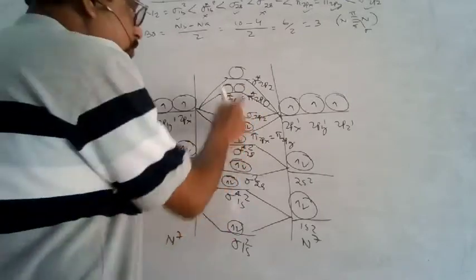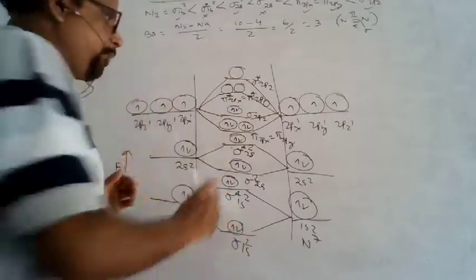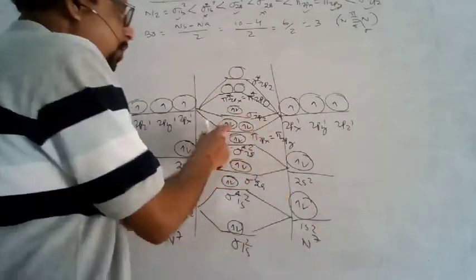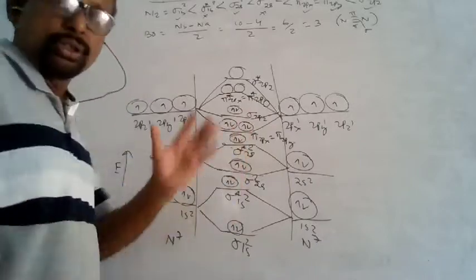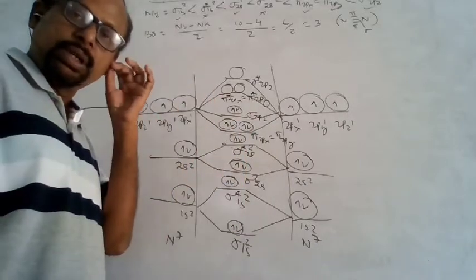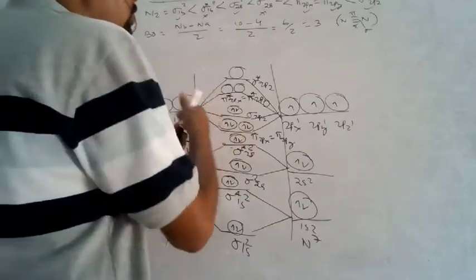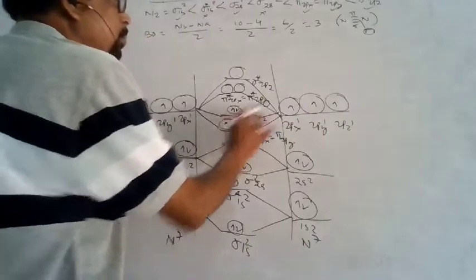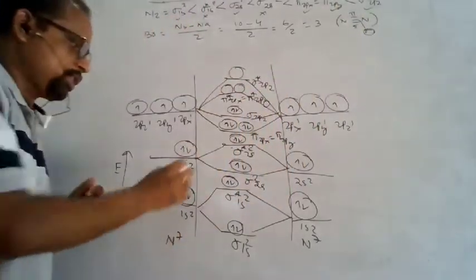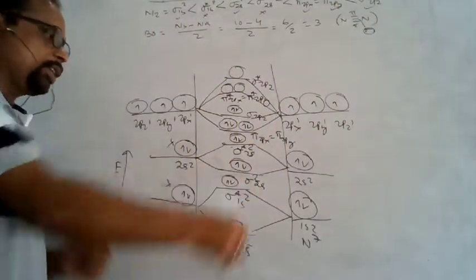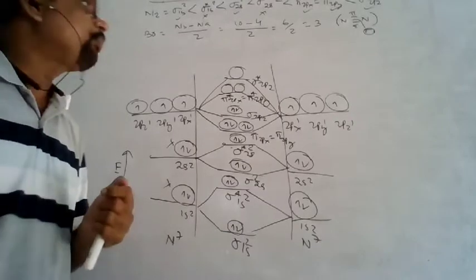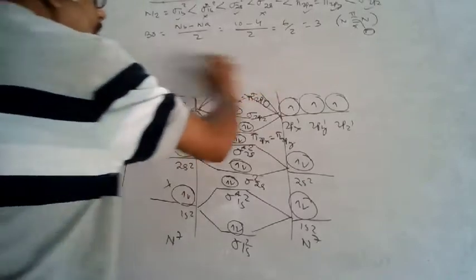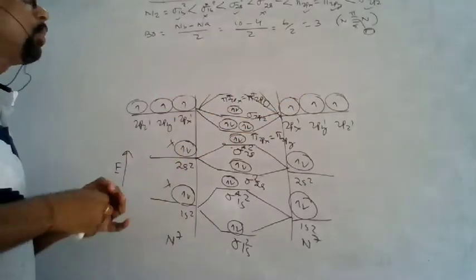So what will be the bond order? Bonding electrons minus antibonding electrons, divided by 2. The bonding electrons are 2 plus 2 plus 2 plus 2 plus 2, equal to 10. Antibonding electrons are 4. So that is 6 by 2, which is 3. A bond order of 3 means that in nitrogen 3 bonds are formed: one is a sigma bond and the other two are pi bonds.